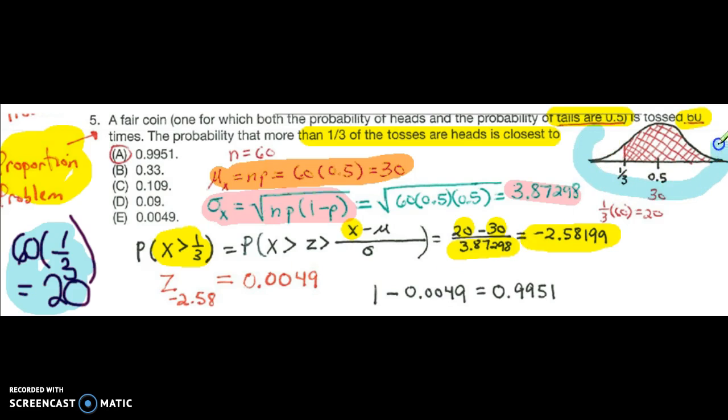I need to draw a picture. Here is my picture. 50% is in the middle. 1/3 is here. I'm looking for greater than. That's how I got this area. I know it's way more than 50%. So I'm going to look up my z-score, and I get that very small number. I know I have to subtract it from 1. So that's how I got that answer.